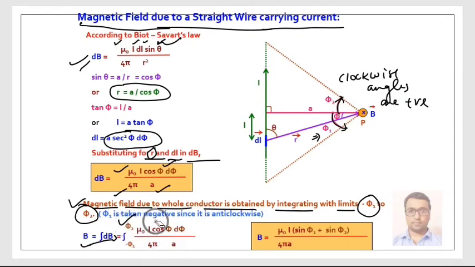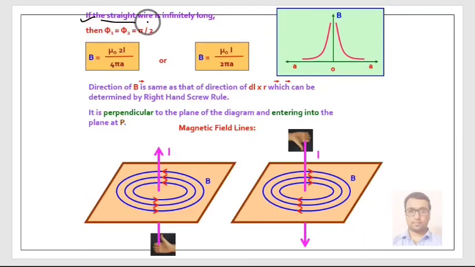Now you know that the integration of cos phi is sin phi, and the limit of sin phi is from minus phi 1 to phi 2. So you will use upper limit minus lower limit, the minus and minus will cancel out and we will get sin phi 1 plus sin phi 2. So this is our final expression. Here you can see B will become mu naught I upon 4 pi a into sin phi 1 plus sin phi 2.